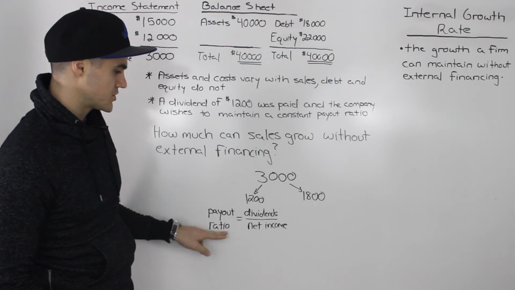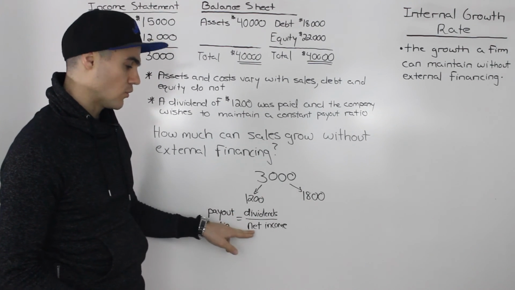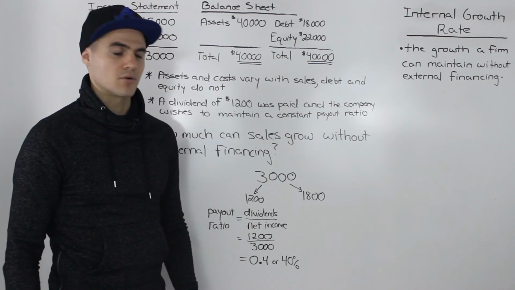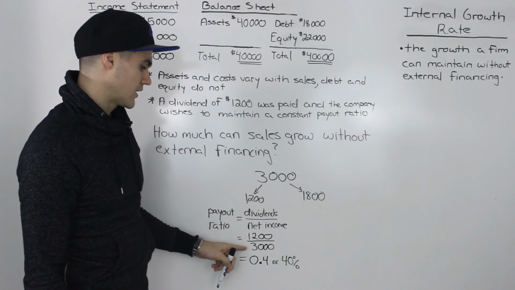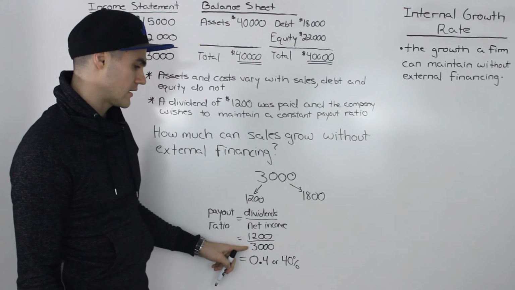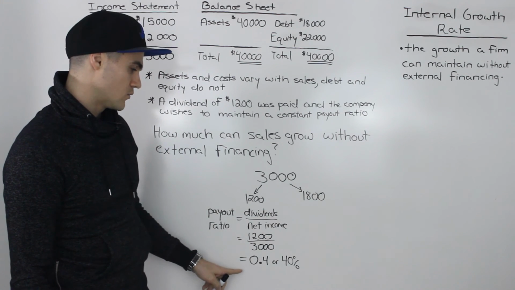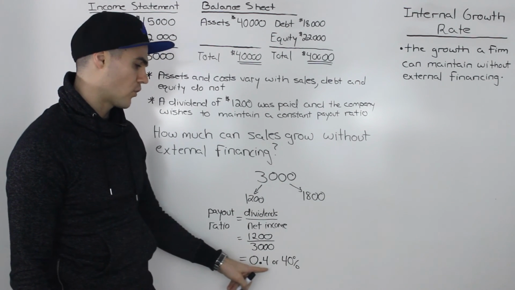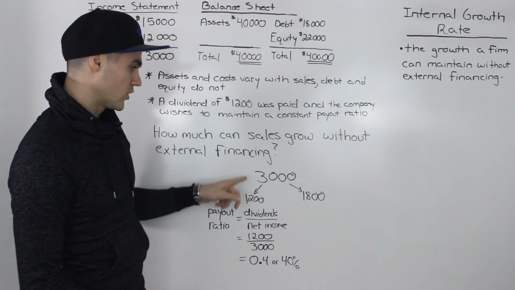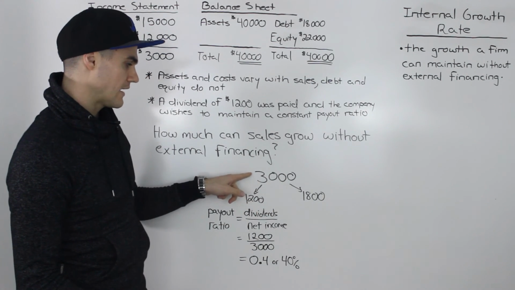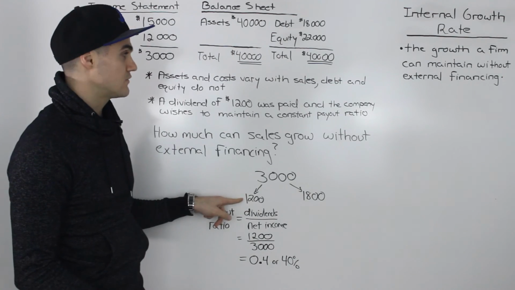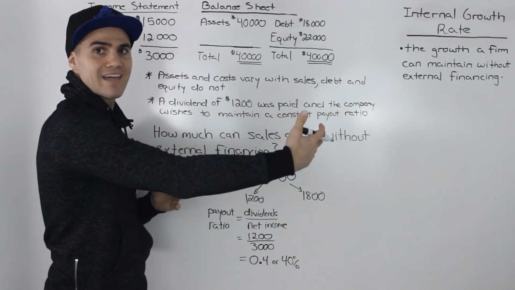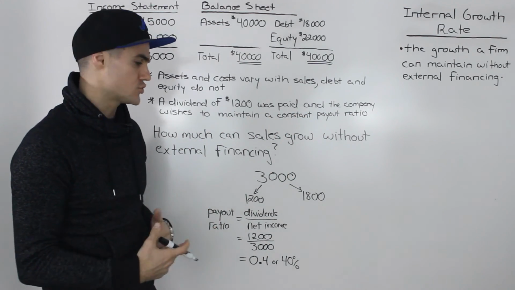With that information, we can figure out something called the payout ratio. The payout ratio is basically equal to the dividends over the net income. So taking the dividends of $1,200 and dividing by the net income of $3,000, we would get a payout ratio of 0.4 or 40%. So 40% of the net income was paid out as dividends, and the company wants to maintain that payout ratio of 40% in the future.